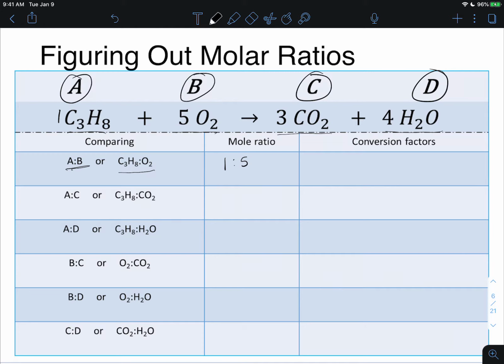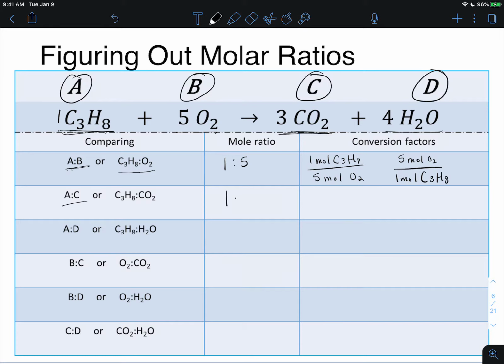So if we want to put propane on the top, it would be 1 mole of propane over 5 moles of O2. And then we could do the opposite of that, 5 moles of O2 over 1 mole of our propane.